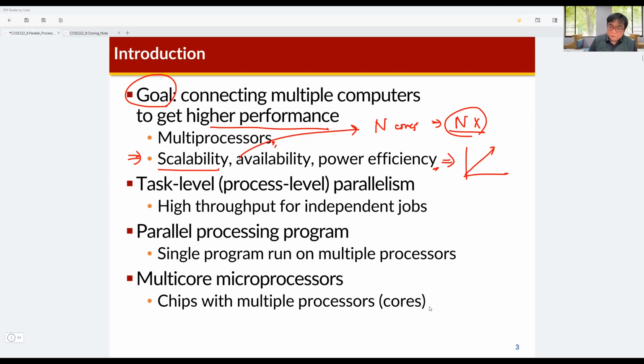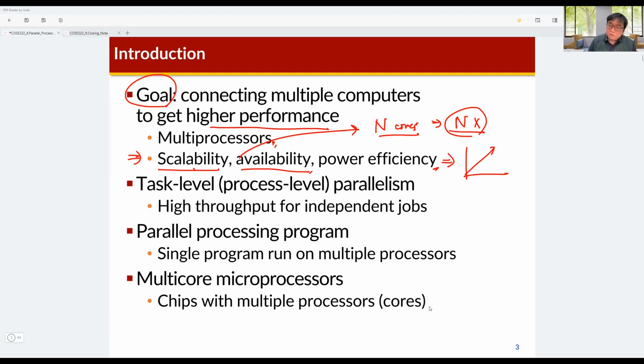So scalability means that if we invest n times of hardware resources, and if the performance can be n times of the original hardware architecture, then we can say that this processor architecture is scalable. So this is called the scalability. But in reality, scalability is a very difficult issue of our real computer systems. And availability.